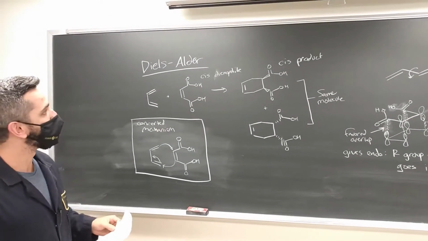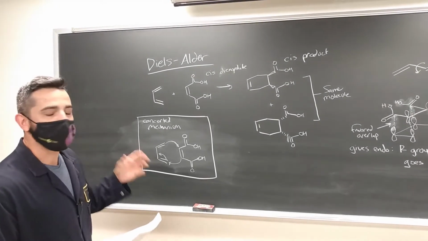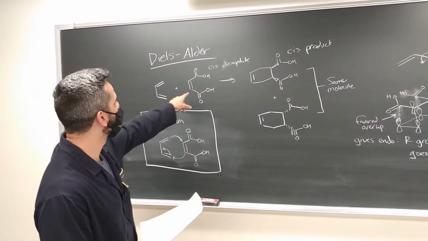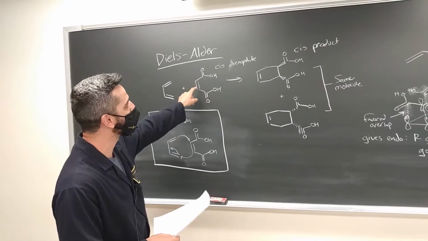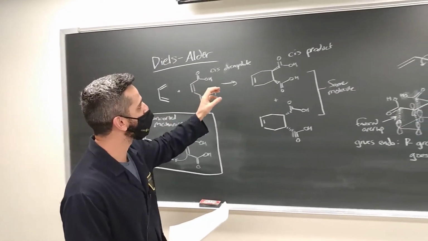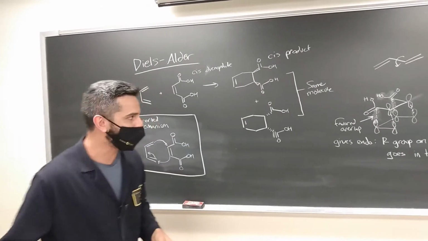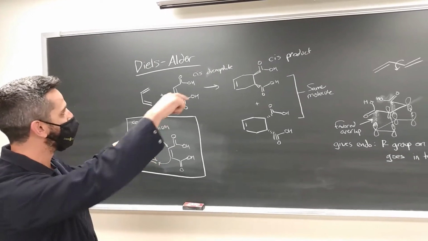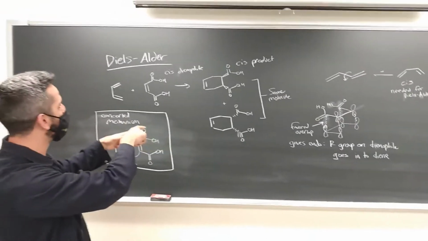This is an interesting reaction because you get the translation of the stereochemistry from the dienophile. So you have a cis dienophile, and your product is a cis product. With the Diels-Alder, it's kind of hard to see, but there's nothing stopping the attack of the dienophile from the top or from the bottom, so it's going to do both.